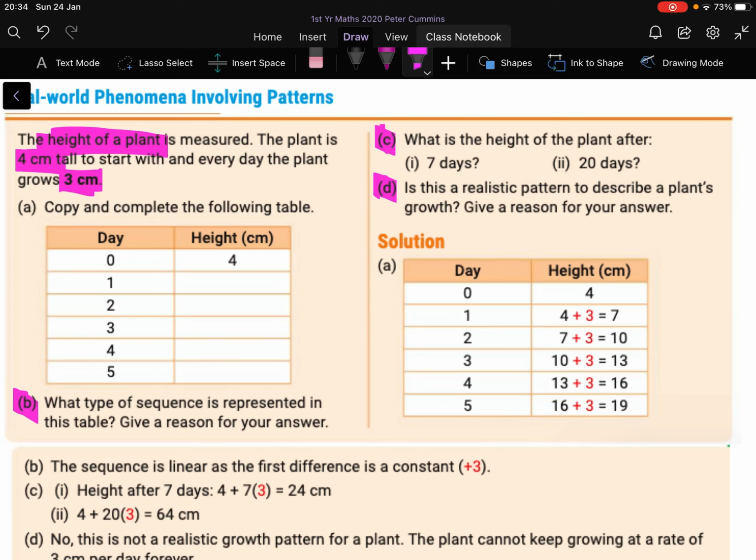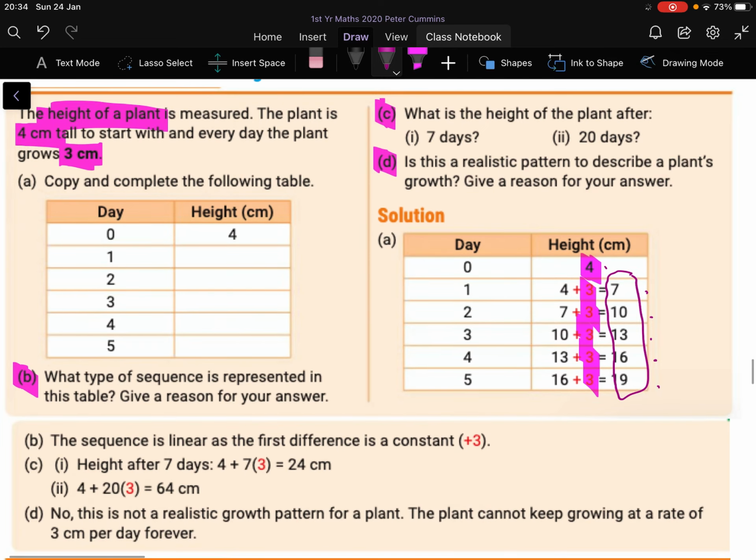So for part A, because it starts off at 4 centimeters, and every day you're adding 3, you get this group of answers here. Here's the new height of the plant. So it starts off at 4 centimeters, then it grows to 7, 10, 13, 16, 19. Part B asks us what type of sequence. You know that because you're adding 3, 3, 3, 3, 3, the first difference is the same. This is going to be a linear sequence.